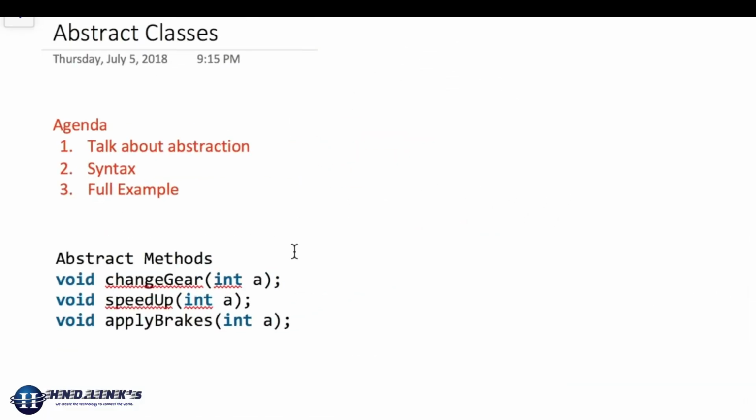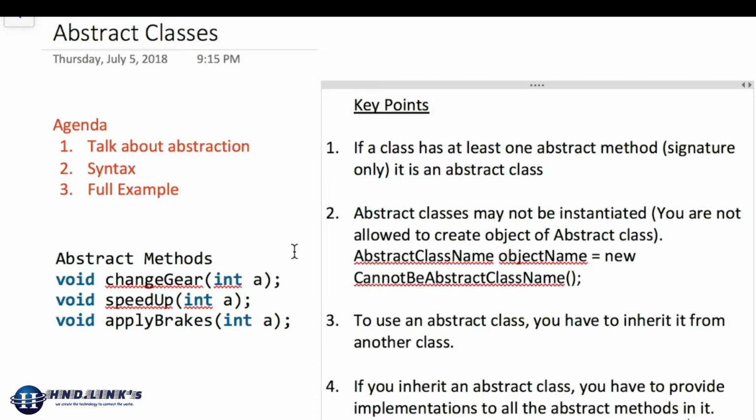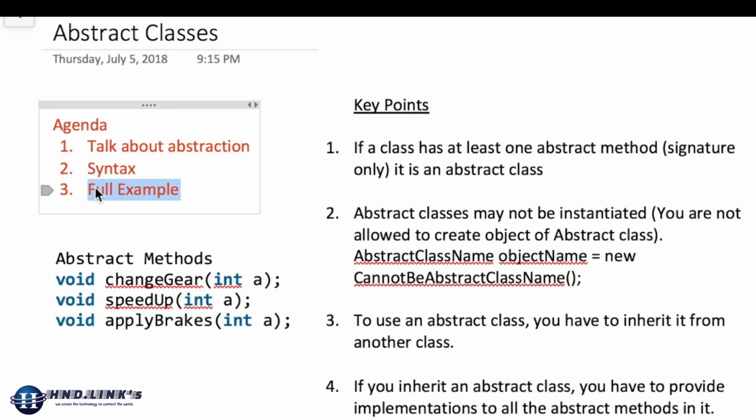Now there are a few key points about abstract classes, and I'm just going to paste it here. It looks like a lot, but it really isn't. The first one is pretty straightforward. If a class has even one abstract method, it has to be declared abstract. I guess I don't need to explain it. That's basically the gist of abstract classes, right? The second one is a little confusing, but it will clear up when we discuss the full example. It'll make more sense then.